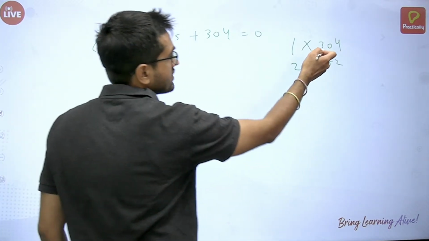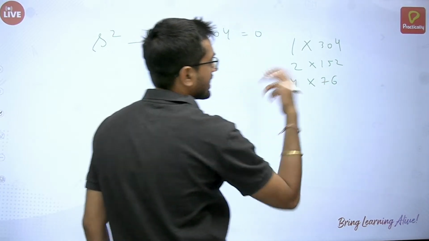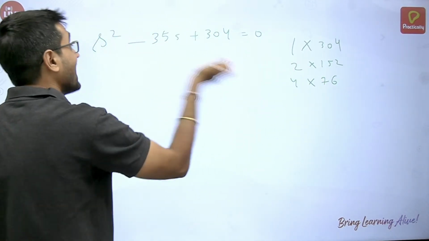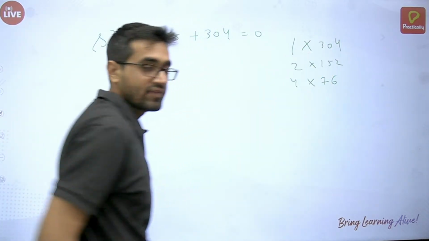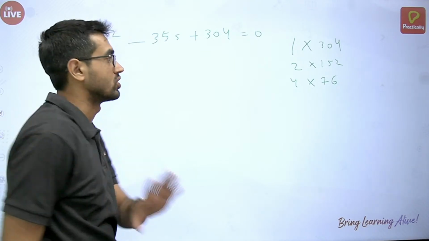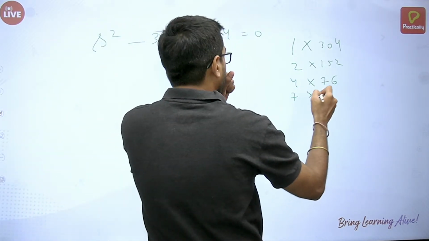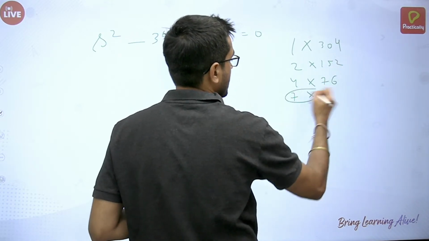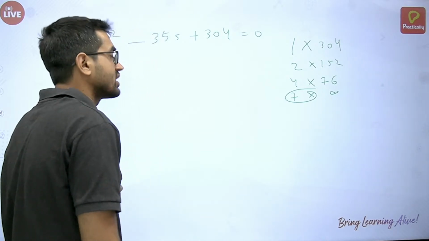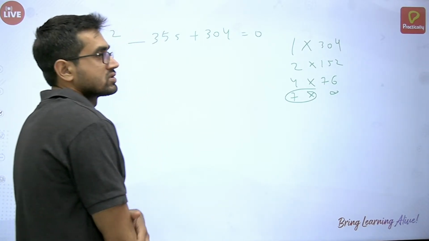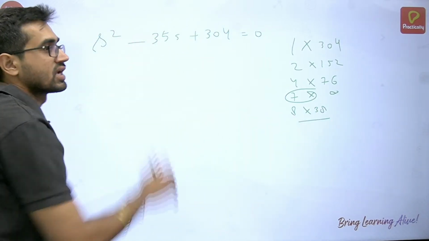4 you can take. 4 7 are 28, 4 6 are 24. Again, the problem is add and get 35. This is way too much. So 5 you don't check, 6 you never check. If it is failing by 3, it will fail by 6 for sure. 7 you can check. 7 4 are 28. No, not happening. 8 you can check. 8 3 are 24, 8 into 38, 64. Again problem. Its addition is 35, right?